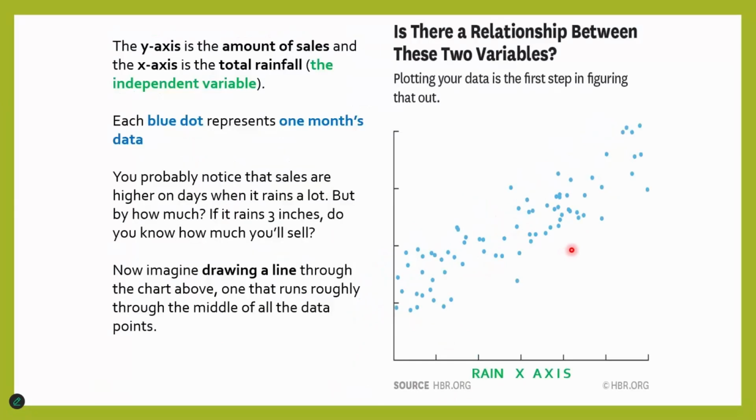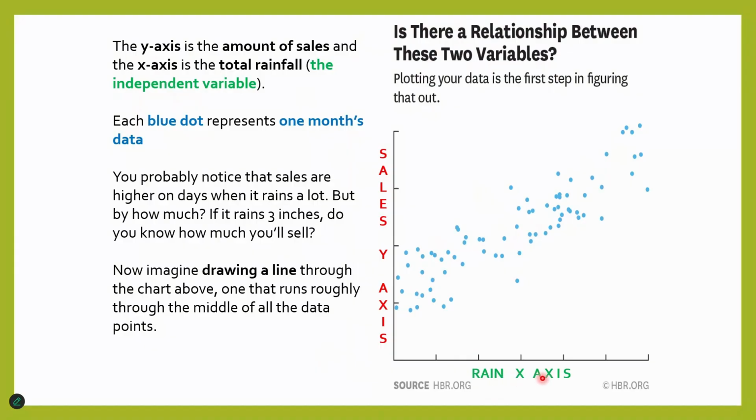Now, what is the idea? Is there a relation between these two variables? Is there any correlation? That is correlation. How to find that? Let's say the y-axis is the amount of sale, and then let's say the x-axis is the total rainfall. The total rainfall here acts as an independent variable.